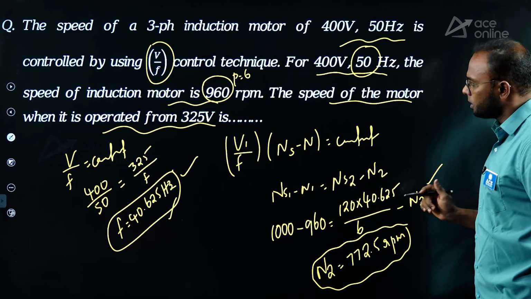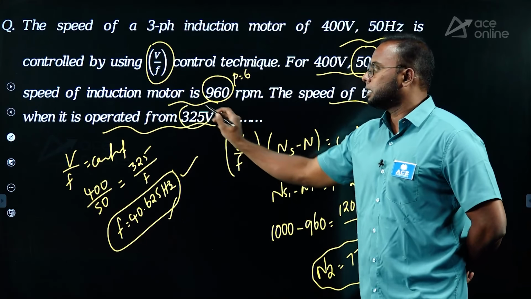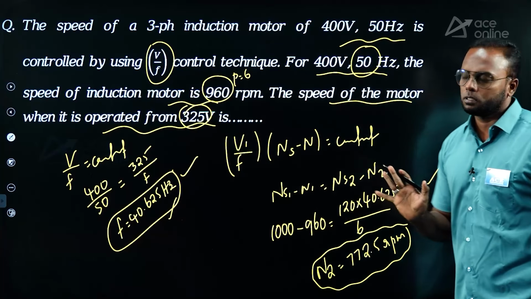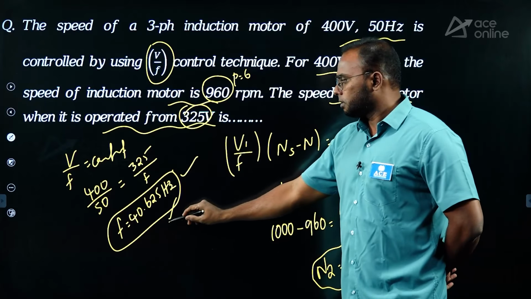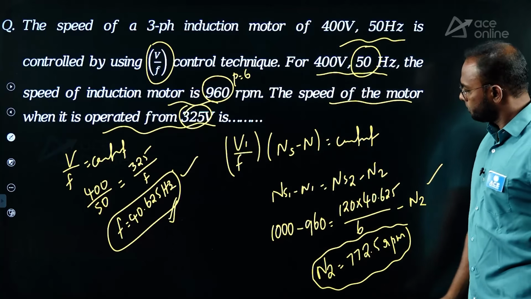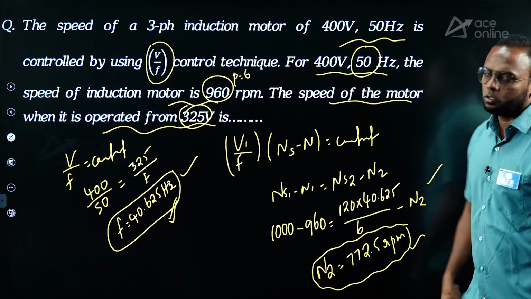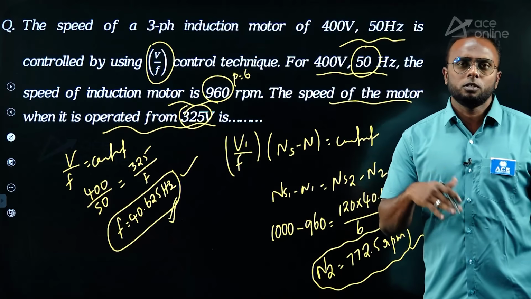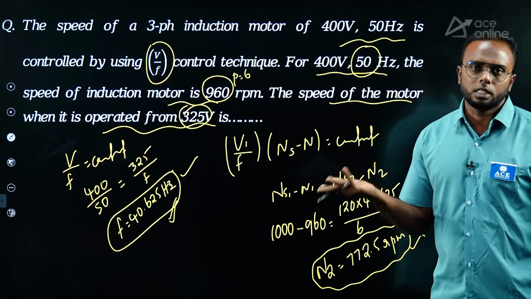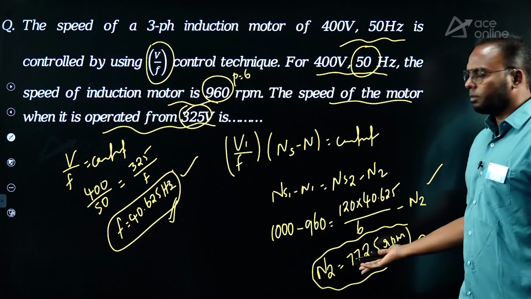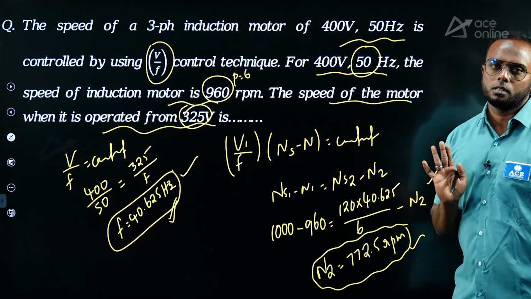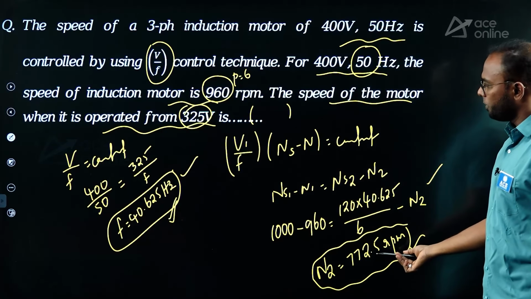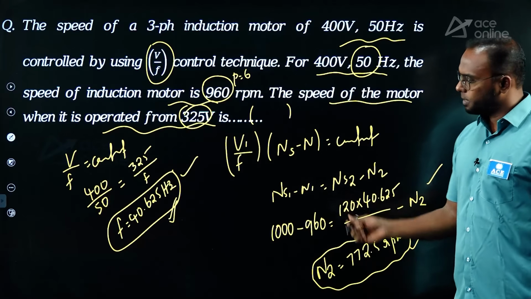Now it is operating at this new voltage of 325. Frequency was not given. That frequency we calculated because of V by F control, with the V by F ratio always constant. Accordingly, the new frequency is 40.625 hertz. Clear? This is the speed of the motor, 772.5. See, in the range you will get 772 to 773. You can take 772 also correct, 773 also correct. Some range will be given, no problem.